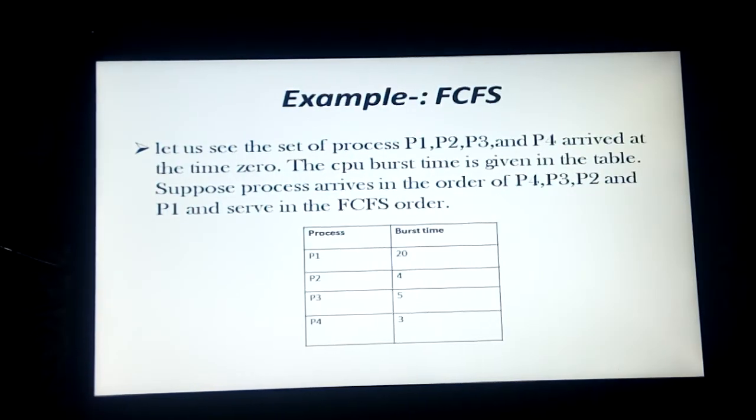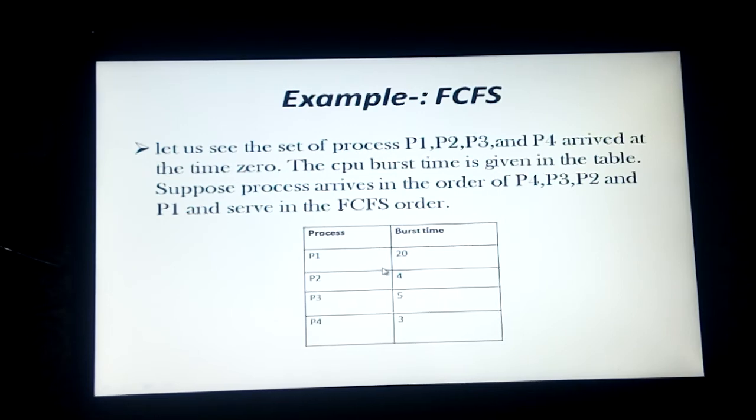Now let us understand from an example in the FCFS scheduling algorithm. Suppose we have the processes P1, P2, P3, P4 arrived at time 0. The CPU burst time is given in a table. The process order is given as P4, P3, P2 and P1, meaning the process which arrives first is called the process order, that is P4, P3, P2 and P1. Now let us see the table.